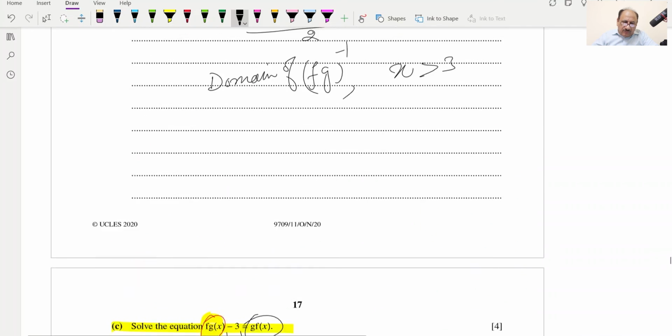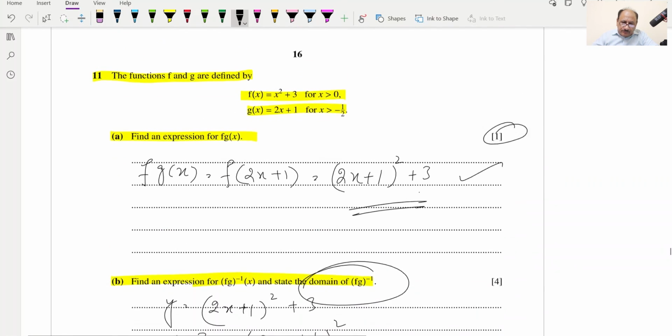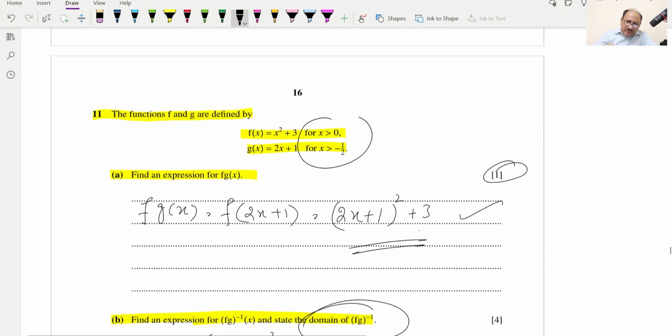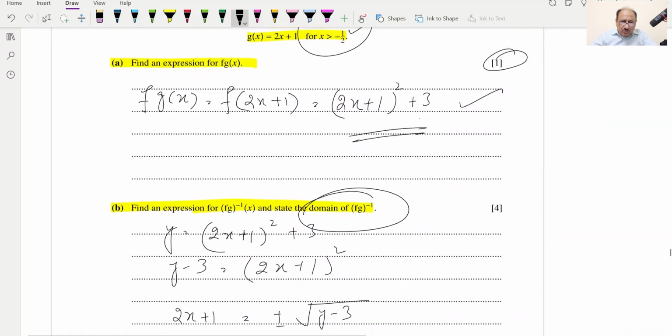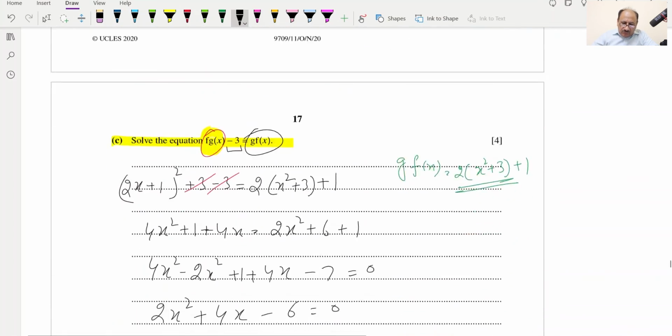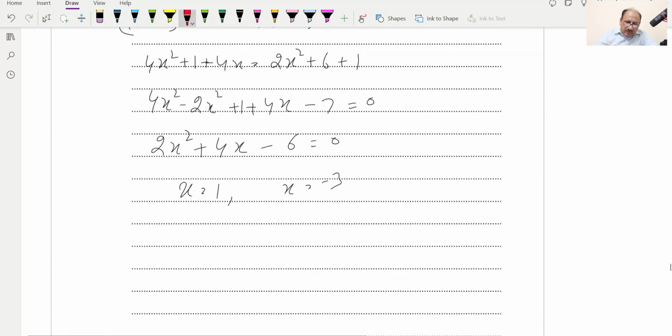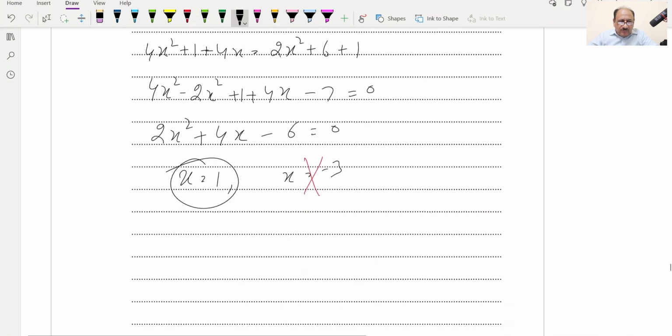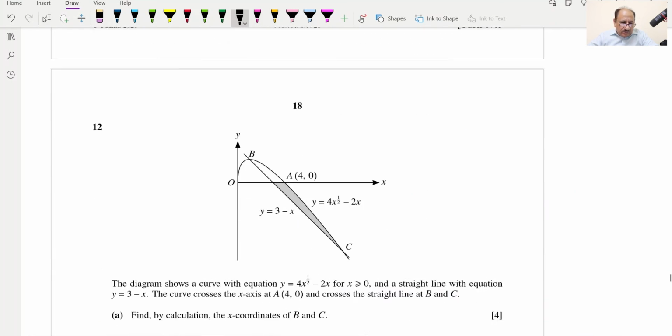And if we check this one, minus 3 is not within this range. x is greater than 0 and x is greater than minus 2. So minus 3 value we will reject, and we will take only x value, which is 1, and this is done with the question. Now question number 12.